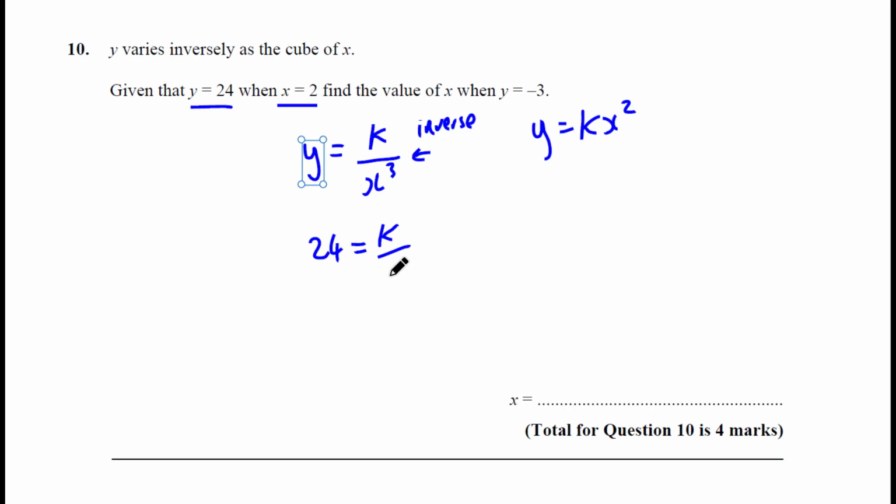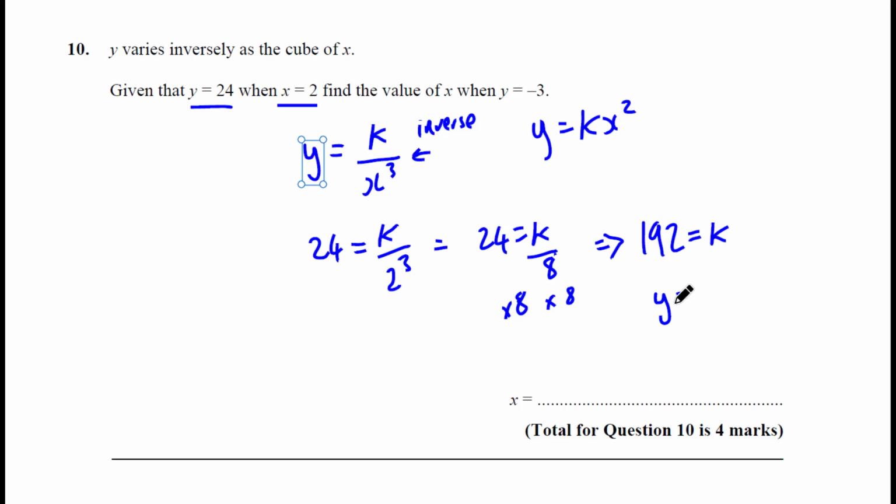k over 2 cubed. So then we get 24 equals k over 8. Let's multiply both sides by 8. So 8 times 24 is going to be 160 plus 32, so that's 192 equals k. Now let's rewrite the formula for method mark. So we're going to get y equals 192 over x cubed.